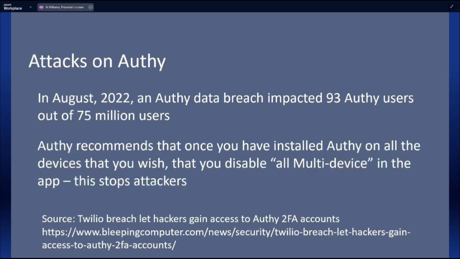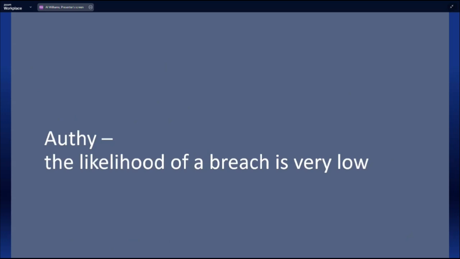Now, Authy recommends, to prevent an attack like what occurred in August of 2022, that once you have installed Authy on all the devices that you want to run Authy on, you disable the setting called allow multi-device in the app. What that setting does, when you enable that configuration, is make it possible to add Authy to another device and then log in on that other device. And now that other device has the Authy 6-digit codes. If you disable that configuration, nobody else can set up an app which would enable access to the 6-digit codes. In my opinion, the likelihood of a breach at Authy is very low, which is why I'm willing to consider continuing to use it. Although I am looking for another way. And I just have not found what I think is a successful way to do it.